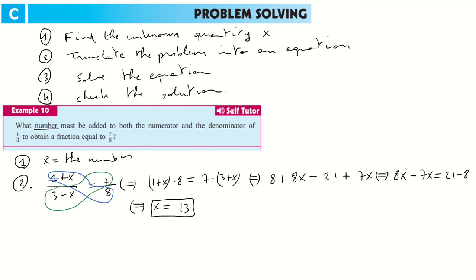Okay, I did here step 2 and step 3 at the same time. So I translated into an equation and then I solved the equation. Now we can check our solution. So when we add 13 to the numerator and to the denominator, we get 14 over 16, and that is 7 over 8, and that is what we should get.